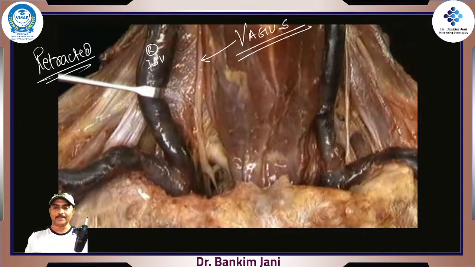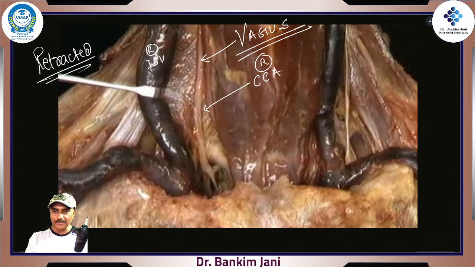Wonderful. Exactly, Sally. That's the thing. That's why we have to retract. Otherwise, we were unable to see it, right? We were unable to see it. And if I say that this one is what? Common carotid artery. This one is the common carotid artery, obviously the right one.